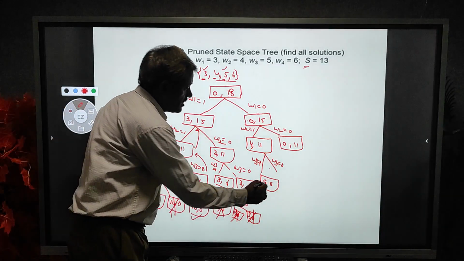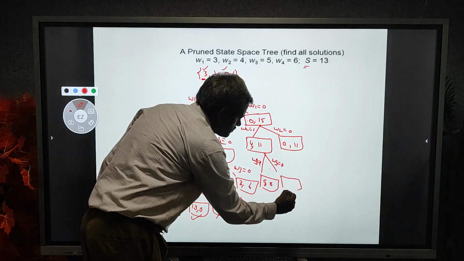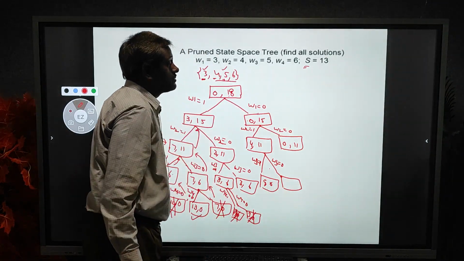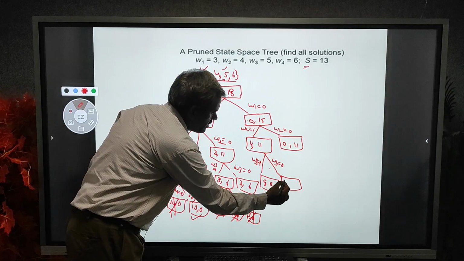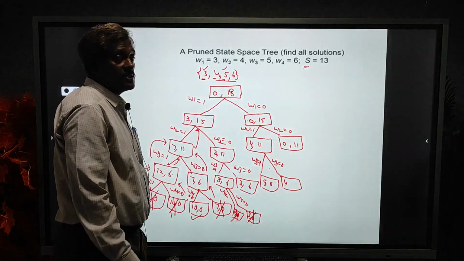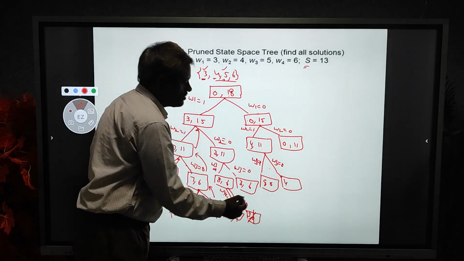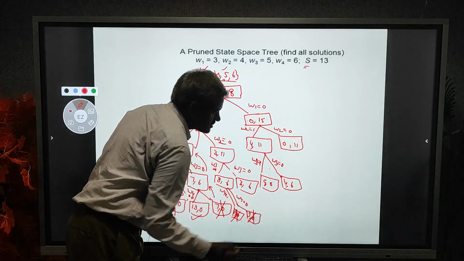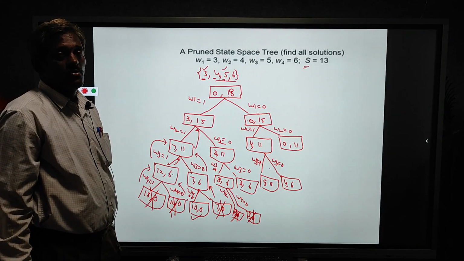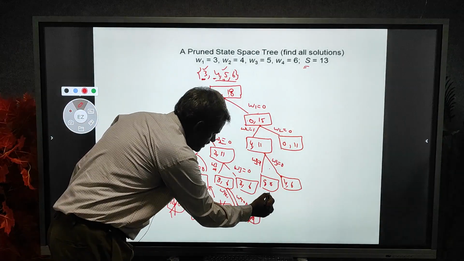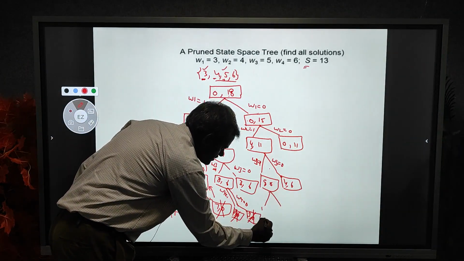Okay, and if W3 is going to be 0, then it is going to be 4. That means in this we consider only W2, that is 4. W3 also 0, and here you are going to get 6. Okay, and again we are going to extend this.